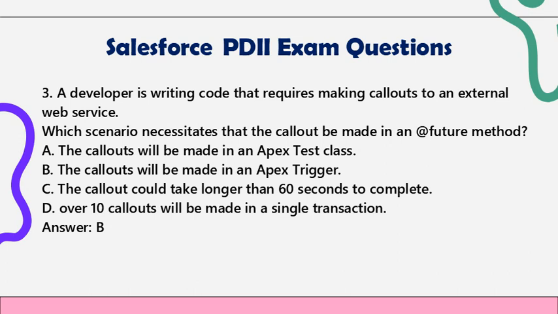3. A developer is writing code that requires making callouts to an external web service. Which scenario necessitates that the callout be made in an @future method? A. The callouts will be made in an Apex test class. B. The callouts will be made in an Apex trigger. C. The callout could take longer than 60 seconds to complete. D. Over 10 callouts will be made in a single transaction. Answer: B.